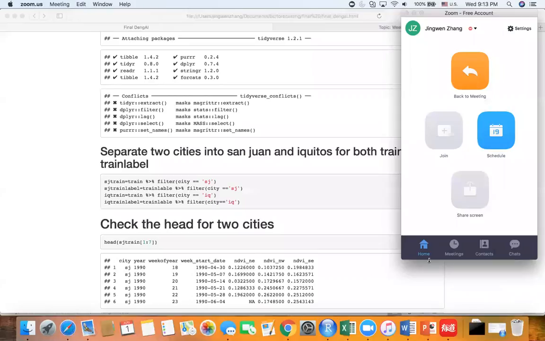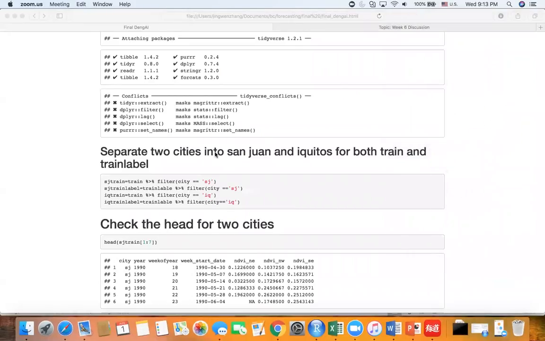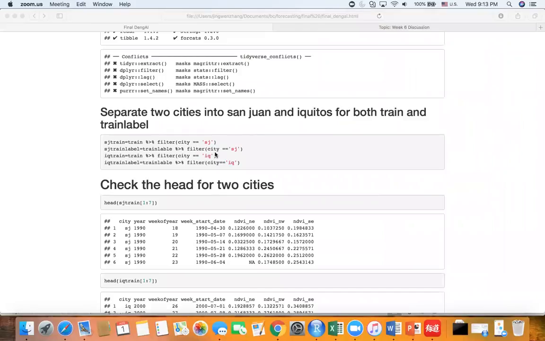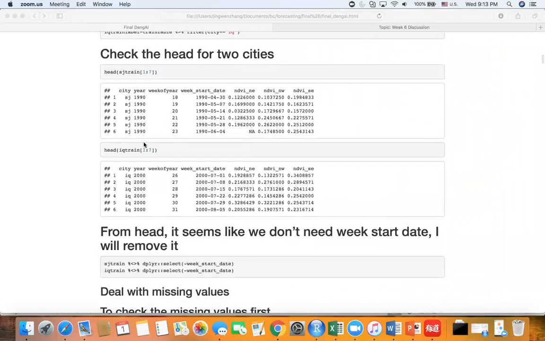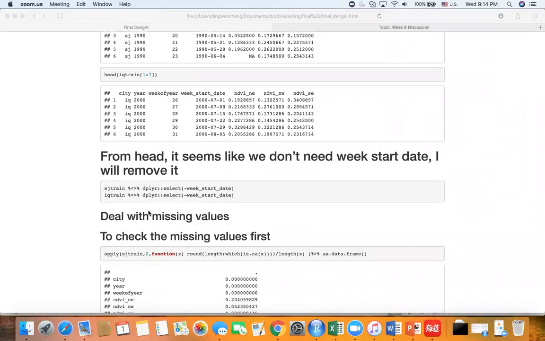I'm gonna talk about my models really quick in this video. The first step I did is to separate the two cities into San Juan and Iquitos for both training and test level. And then the next step I did is to check the head for two cities to see what kind of variables it looks like. And from the head, it seems like I don't need to use the week start date, so I'll remove it.